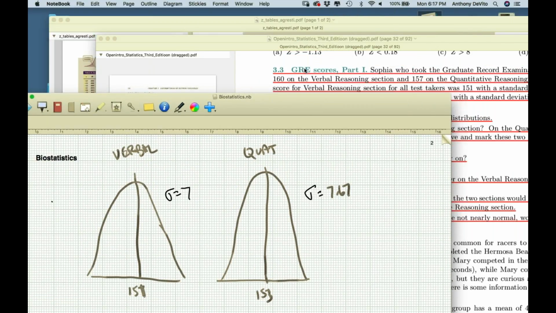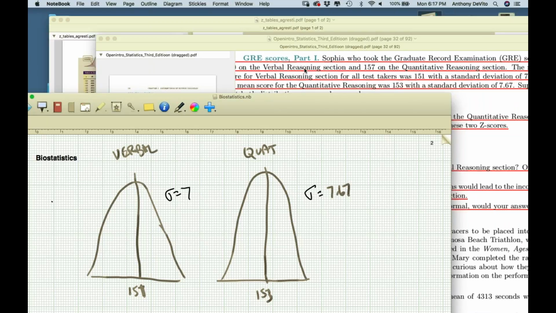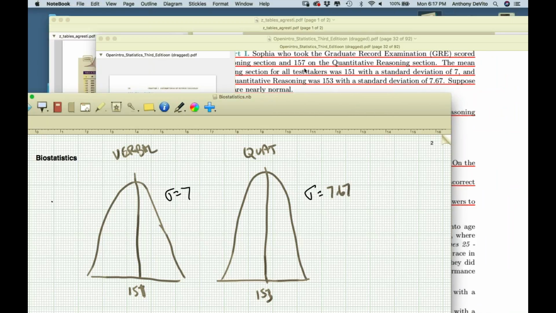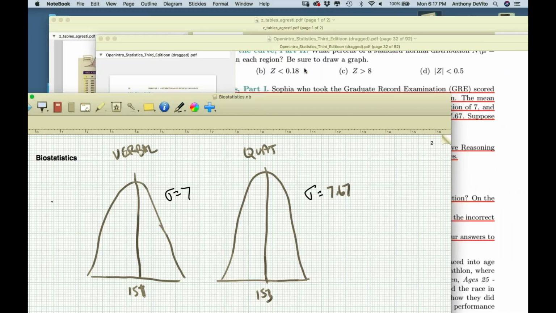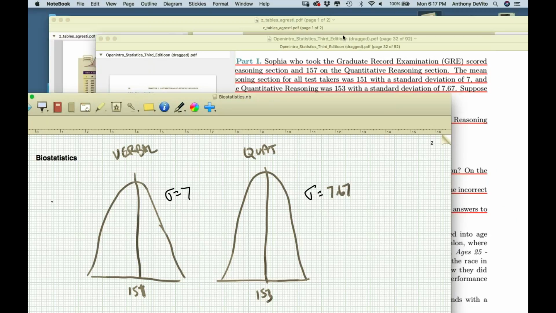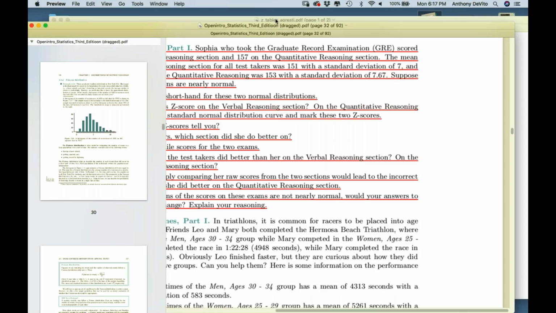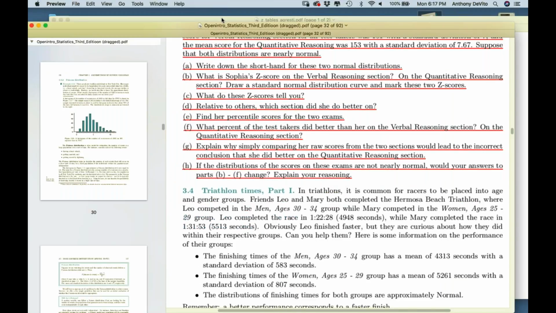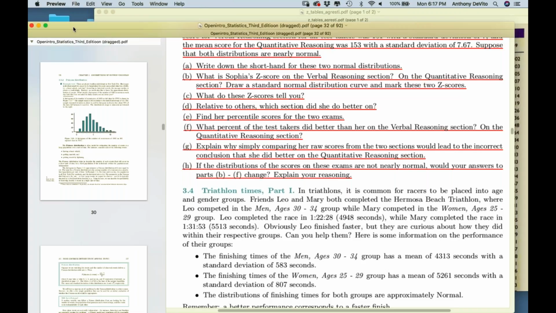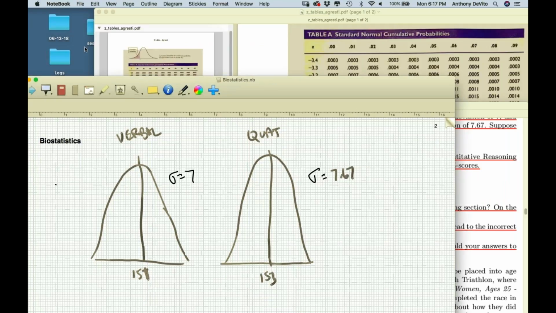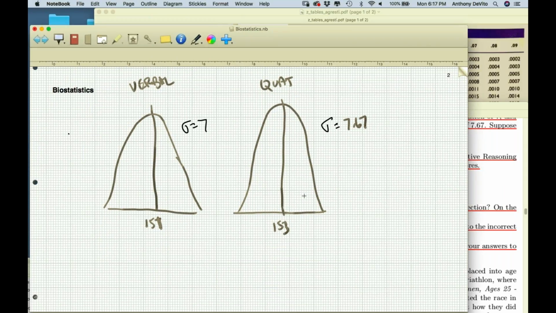Sophia's scores were, on the verbal, she scored 160. And on the quantitative, she scored 157. I can't see where I am because I'm blocked by something. Okay, so on the verbal, she scored 160, so 160 would be somewhere around here. And 157 for the quantitative would be somewhere around here. We'll determine that in a second.